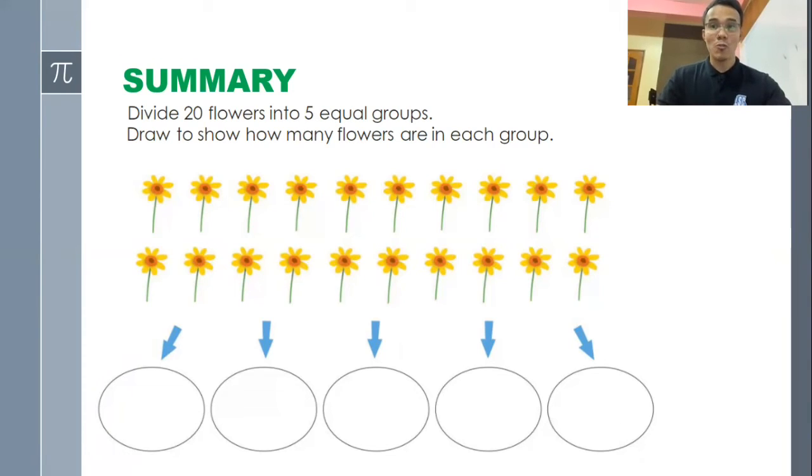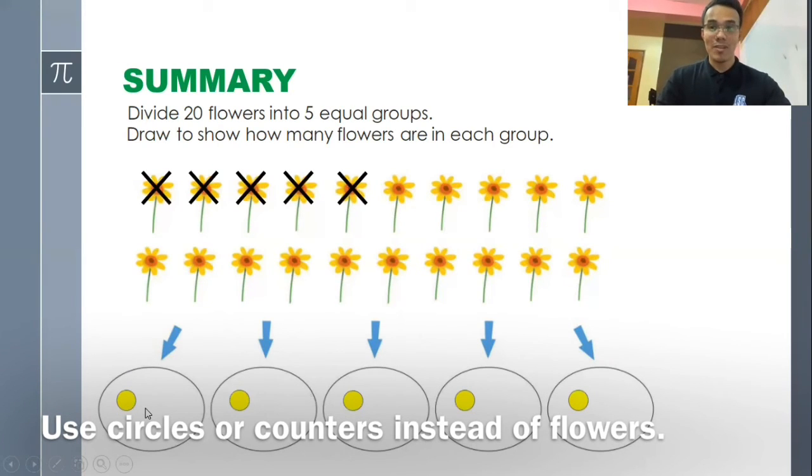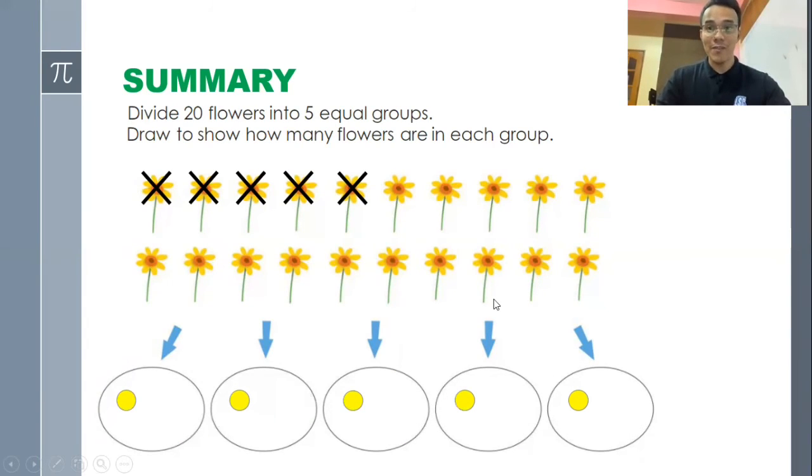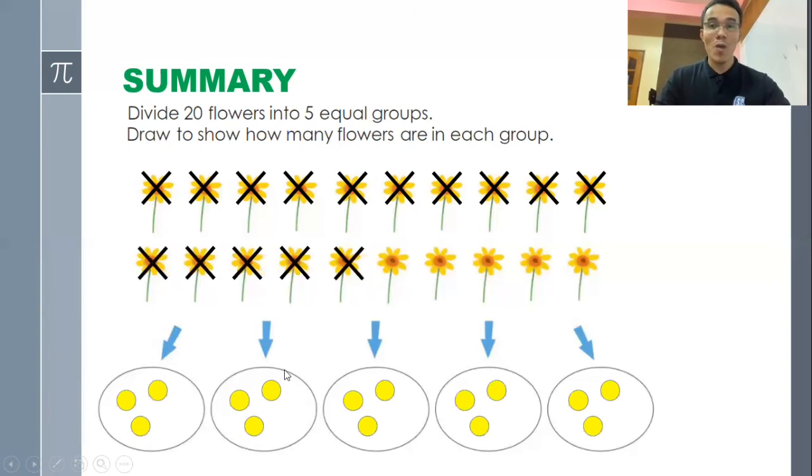Next, we're going to put 1 flower in each group first. We have something like this. Again, we're going to use counters or circles instead of flowers. We still have flowers left. We put 1 flower in each group. We still have flowers left. We put another 1 flower in each group. You do this procedure until no more flowers are left in the picture.